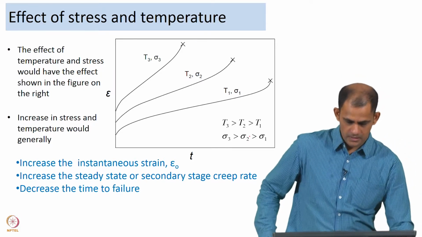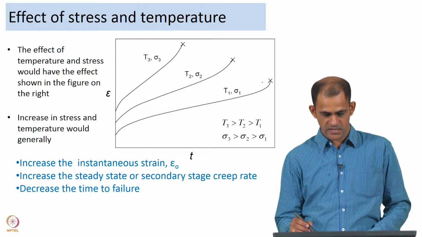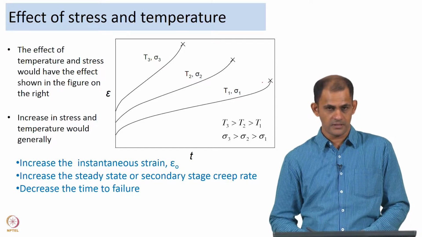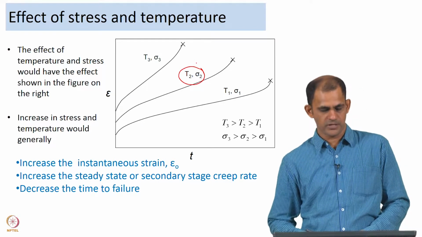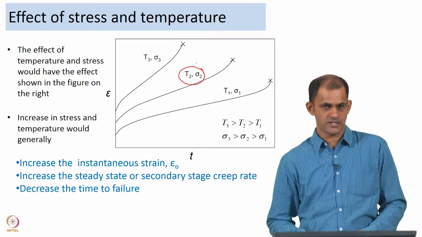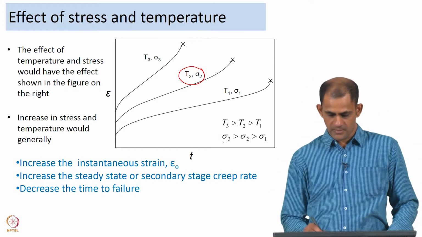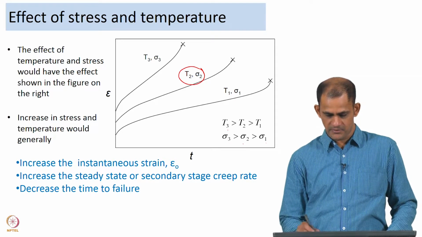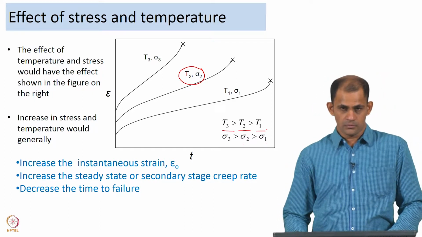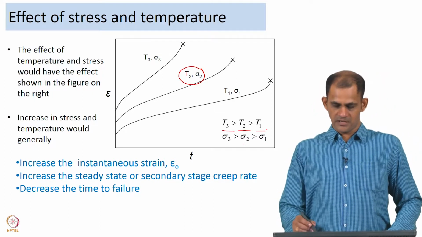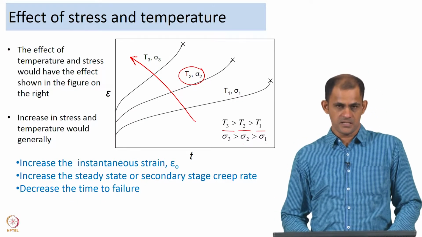So, here we have three creep curves. The first one corresponds to applied stress sigma 1 and test temperature of T 1. The second one corresponds to applied stress sigma 2, temperature T 2, and the third one corresponds to applied stress sigma 3 and temperature T 3. Now, sigma 3 is greater than sigma 2, greater than sigma 1, and T 3 is greater than T 2, greater than T 1. So, what we are clearly seeing is an increase in the stress and temperature. This is the direction of increase in stress and temperature.